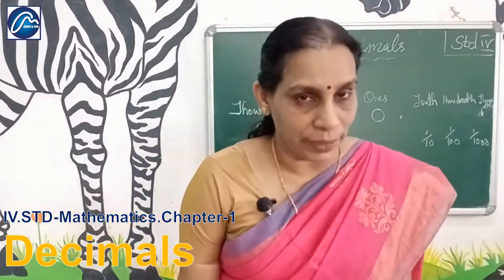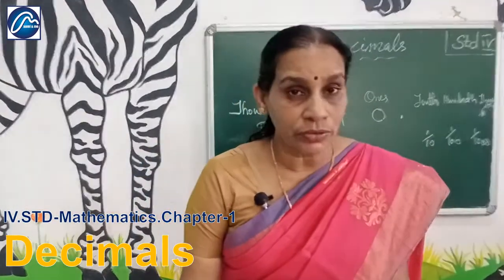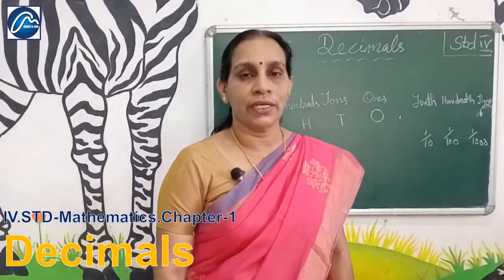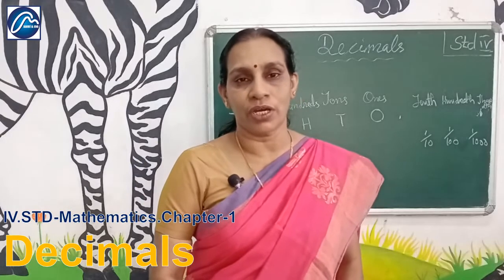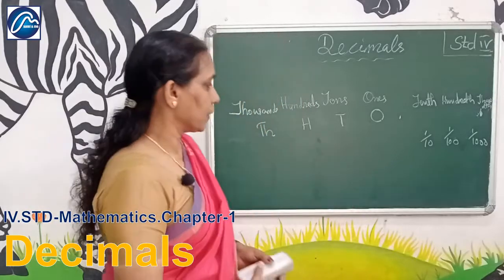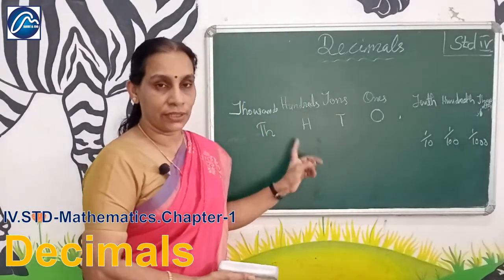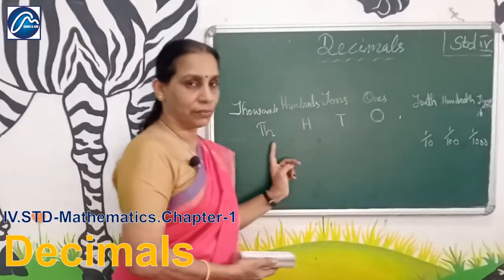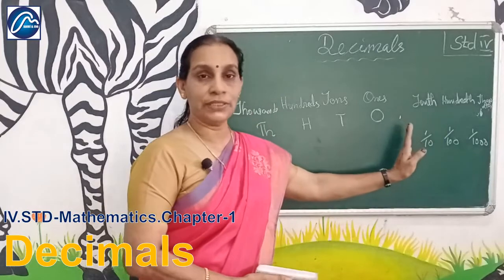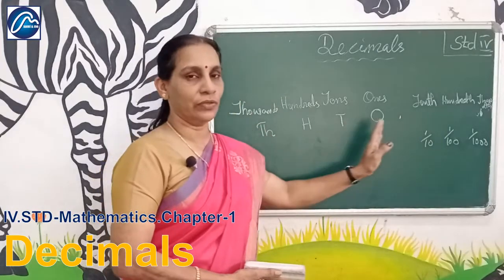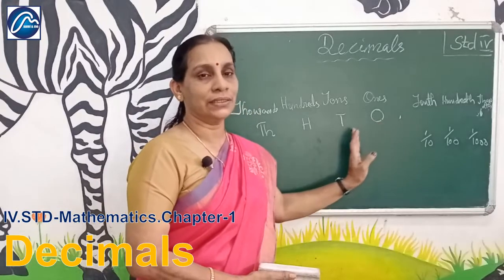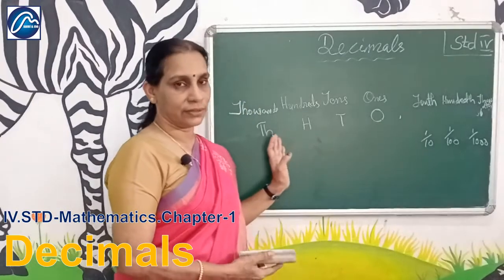So this is about place value. Now, how do we write a fraction in decimal form? Hope you understood this. Looking at the place value, after the decimal point it is 1/10, 1/100, 1/1000. And before the decimal point, you are going tens, hundreds, thousand, 10,000.